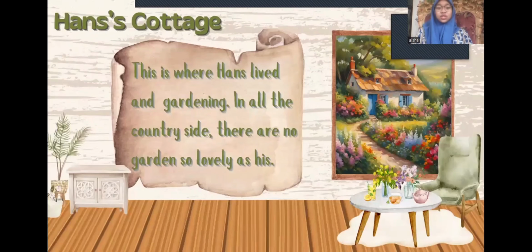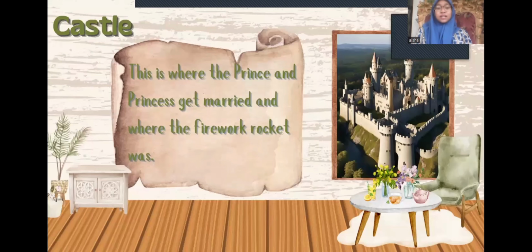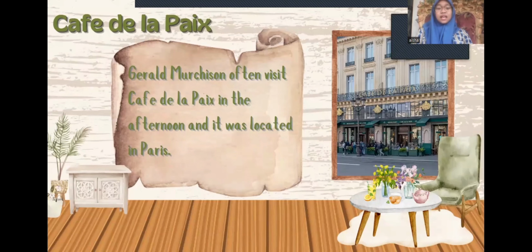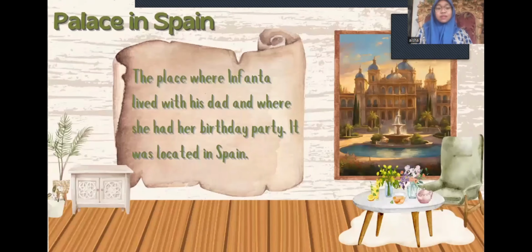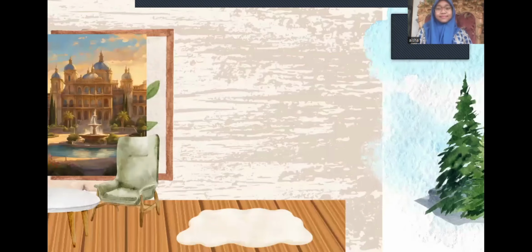Fourth, we have Hans' Cottage. This is where Hans lives and does gardening. In all the countryside, there are no gardens so lovely as his. Fifth, we have the Castle. This is where the prince and princess get married and where the firework rocket was. Sixth, we have Café de la Paix. Gerald Murchison often visited Café de la Paix in the afternoon, and it was located in Paris. Last but not least, we have the Palace in Spain. This is where the Infanta lived with her dad and where she had her birthday party. It was located in Spain.